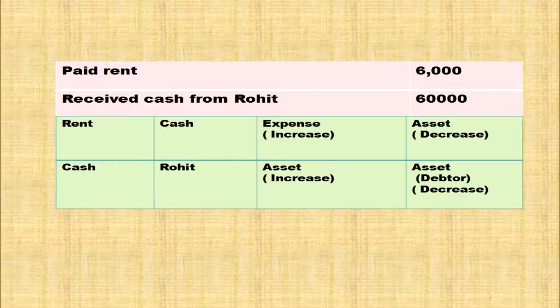Received cash from Rohit. Cash being an asset, it is debited. And Rohit is the debtor, it is decreasing. Cash as an asset increasing, so it is debited. Rohit, debtor, as an asset, it is decreasing, so it is credited. Why? The rule for asset account is increase in asset is debited and decrease in asset is credited. So cash account debit to Rohit.